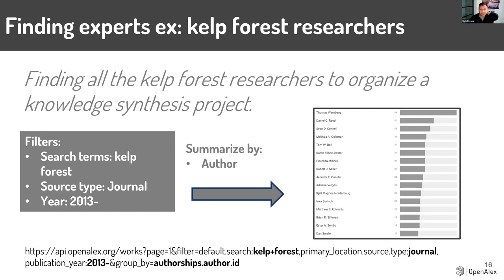And then I summarize by author, and you can see you've got the author name on the left, and then the total number of documents they have that match that search term. So this gives you a sense of who some of the productive people in that field are. But it also, you can export a list of hundreds of researchers to get the full list as well.